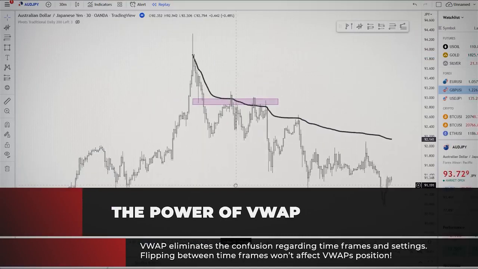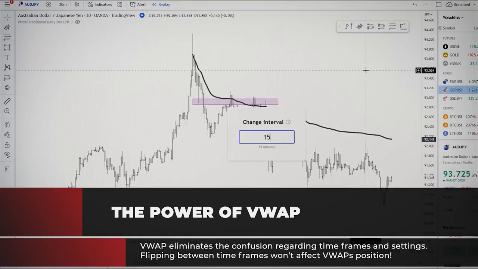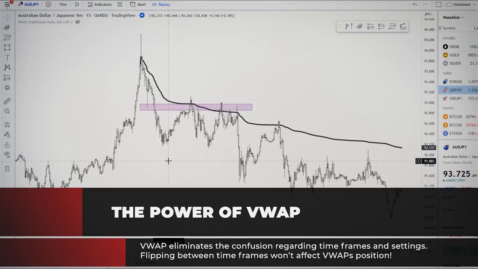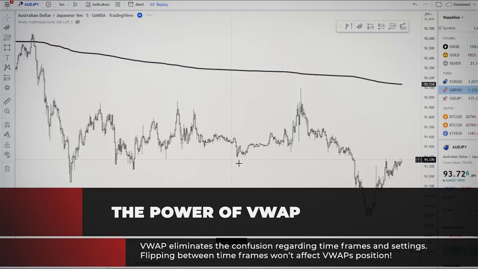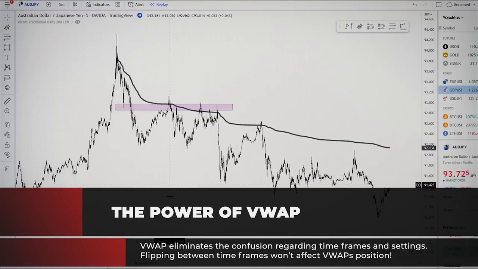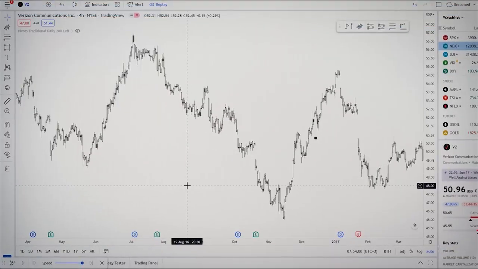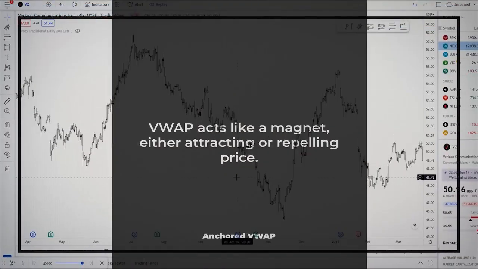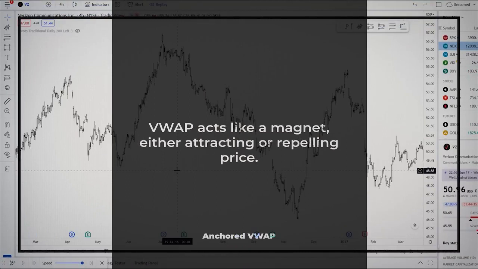It doesn't matter if you're using a 1-minute chart or an hourly chart. There is only one VWAP line. Flipping between time frames won't affect VWAP's position. VWAP acts like a magnet, either attracting or repelling.